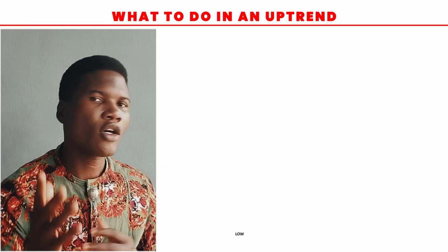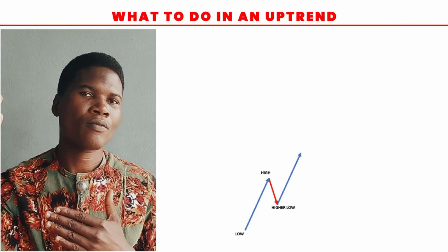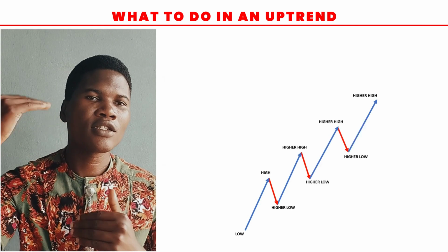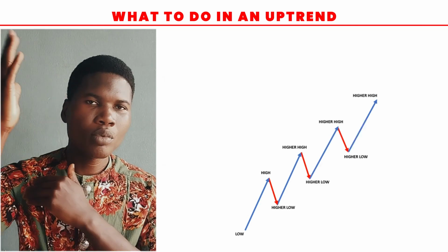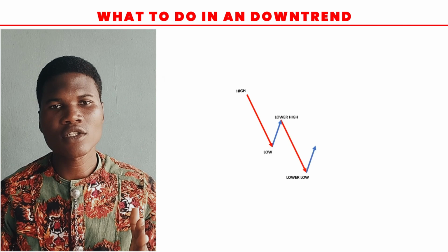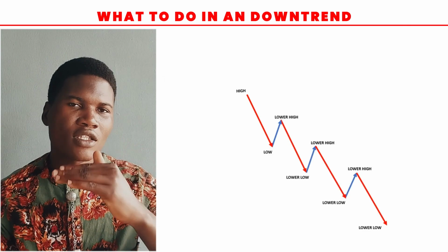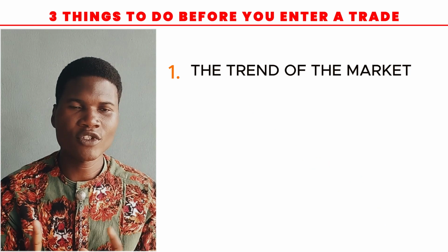Okay, so now, having known this, what do you do with the trend? In an uptrend, you buy. Do you understand me? You buy alongside the movement of the market upwards, and then in a downtrend, you sell alongside the movement of the market downwards. Okay, but this is just the first point. So what is the second point?